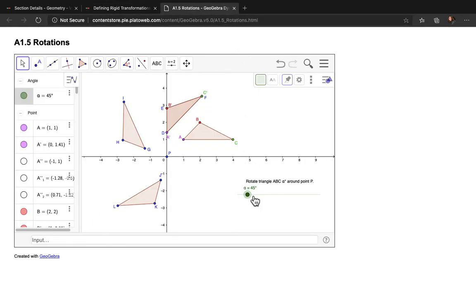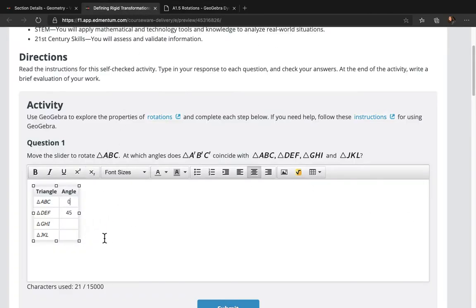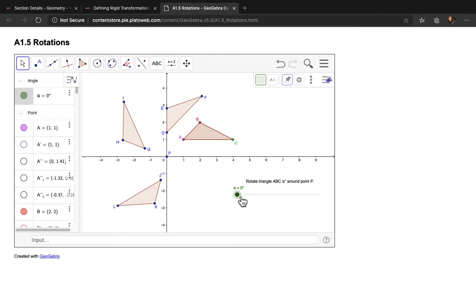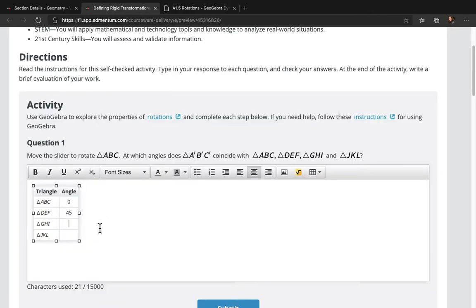Next, at angle ABC, we're just going to put 0 degrees. Okay, and then I'm going to identify when it sits on top of triangle GHI. So here's GHI. And at 115 degrees, that's where it sits on top of it. So you should be able to do triangle JKL on your own, hit submit, and then scroll down to question number 2.